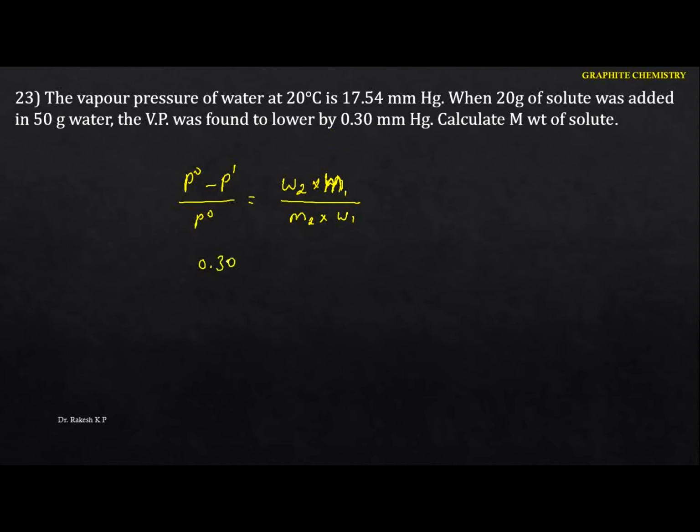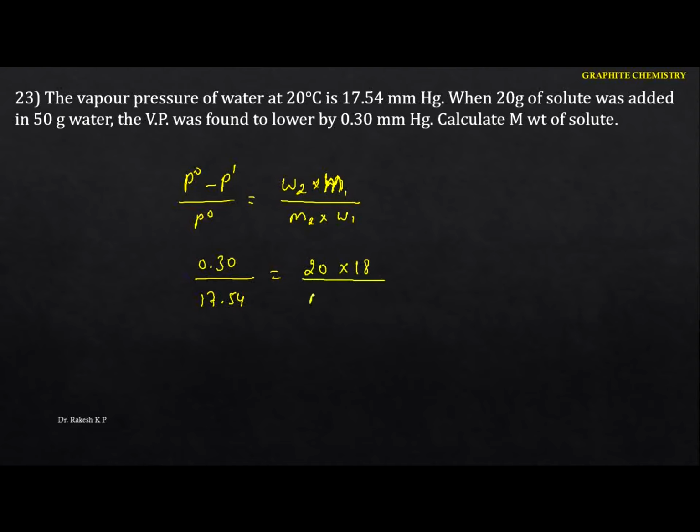Okay, that is this one. So divided by the vapor pressure of the pure water, that at 20 degrees Celsius will be 17.54, which is equal to... Okay, so what is the mass they are given? That is the 20, into the molar mass of the water, which is 18.